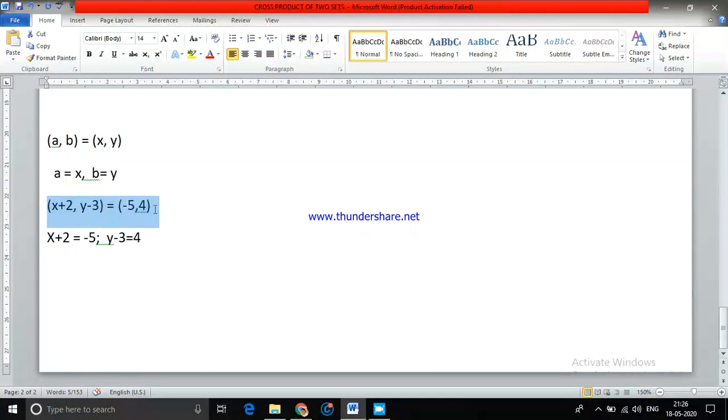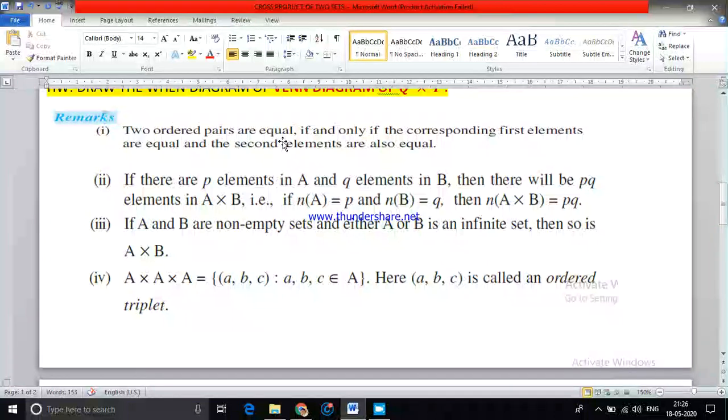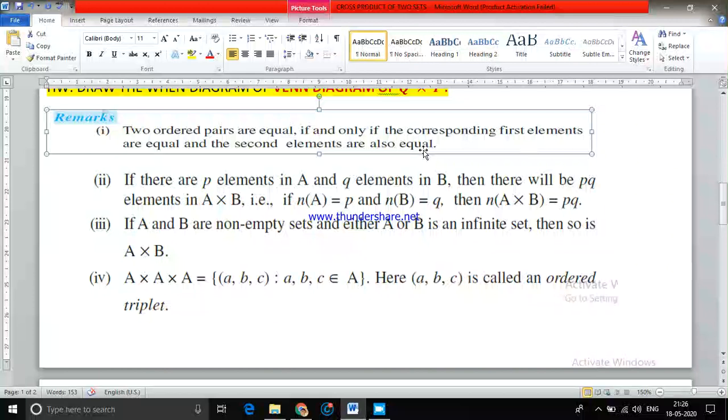I think this type of example you studied in class 10th or 9th. (X plus 2, Y minus 3) equals (minus 5, 4). Then you have to find the values of X and Y. So here X plus 2 must equal the first element of the other ordered pair, minus 5, and Y plus 3 equals 4. If you solve, you'll get X value is minus 7 and Y value is 7. So that is the meaning of the first remark: if two ordered pairs are equal, then the corresponding first elements are equal and the corresponding second elements are also equal.